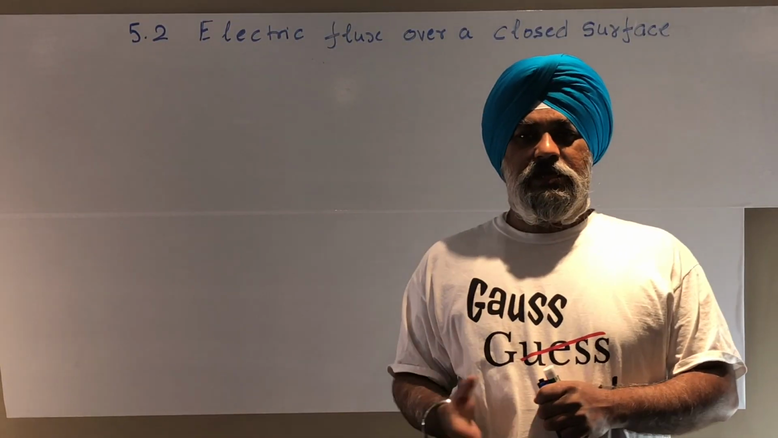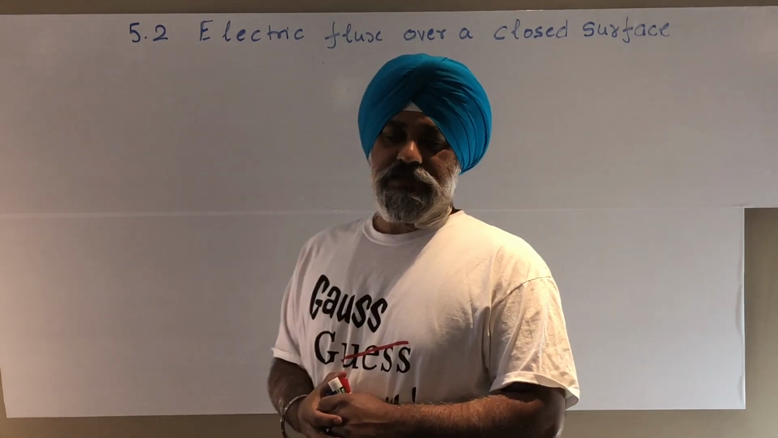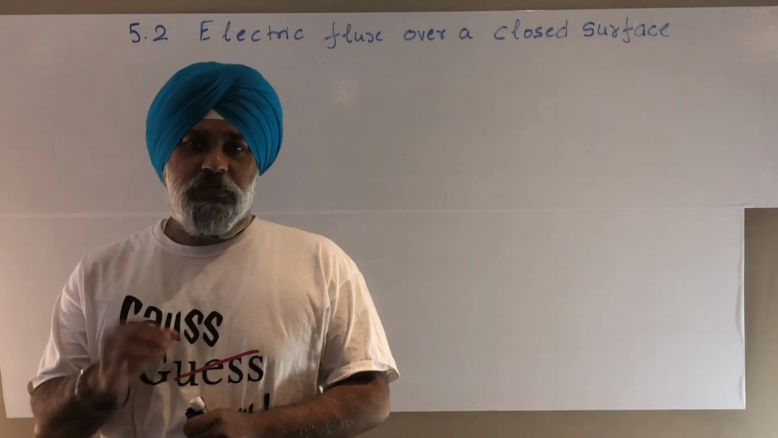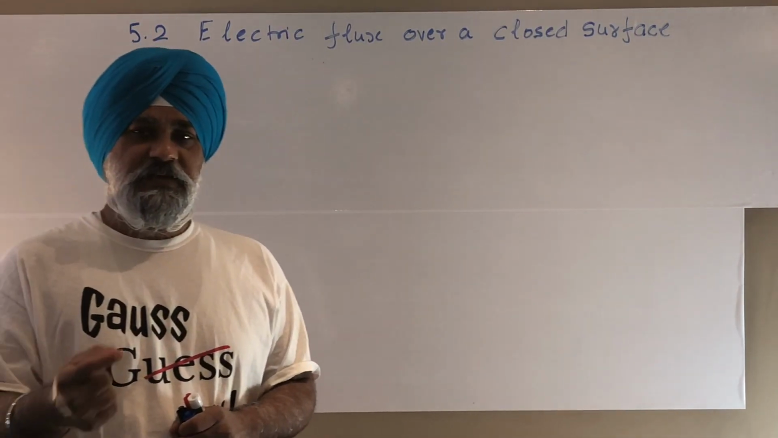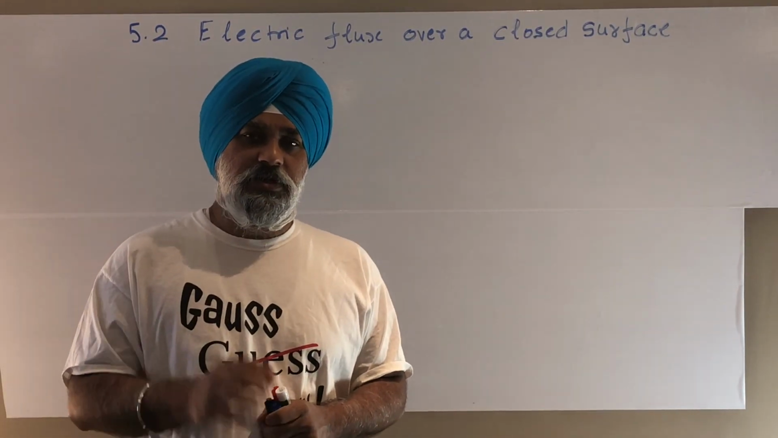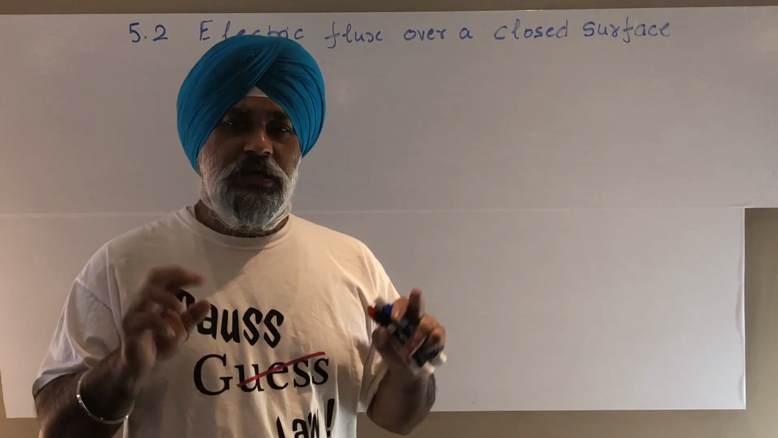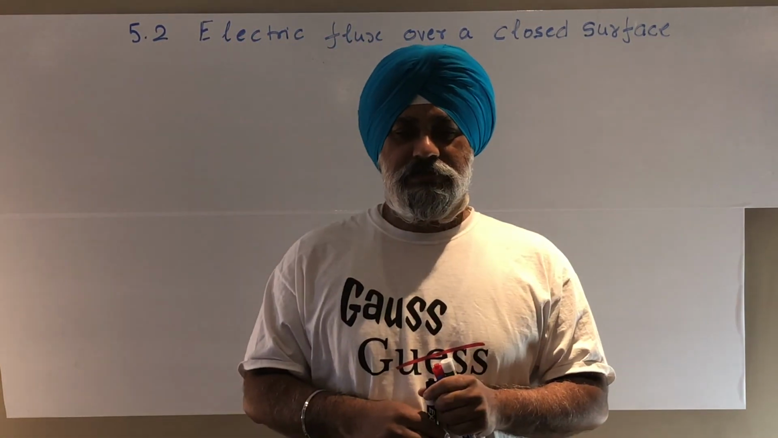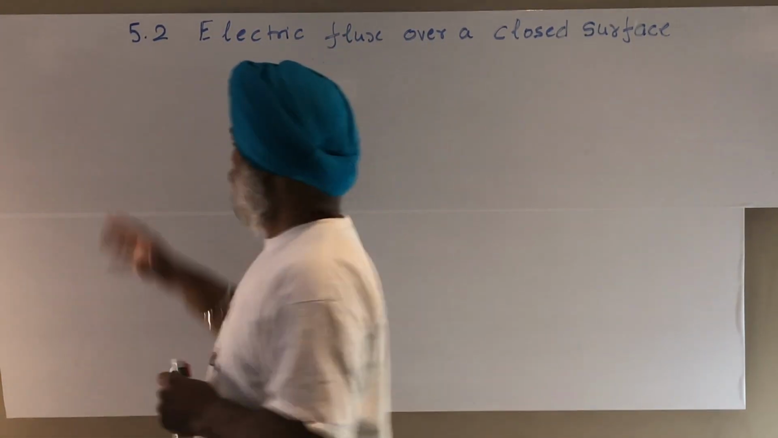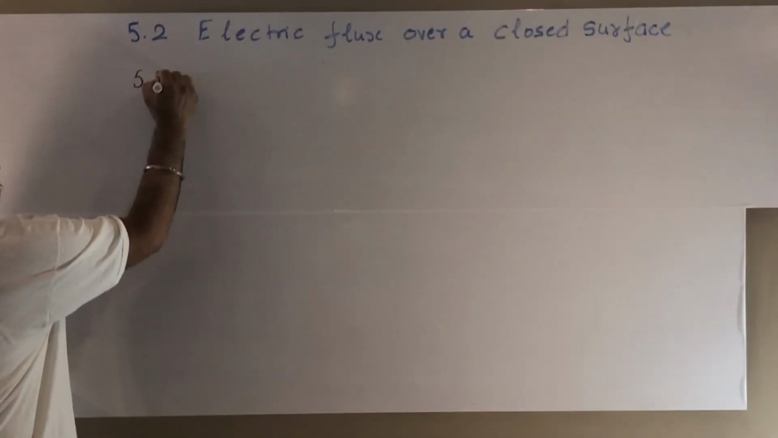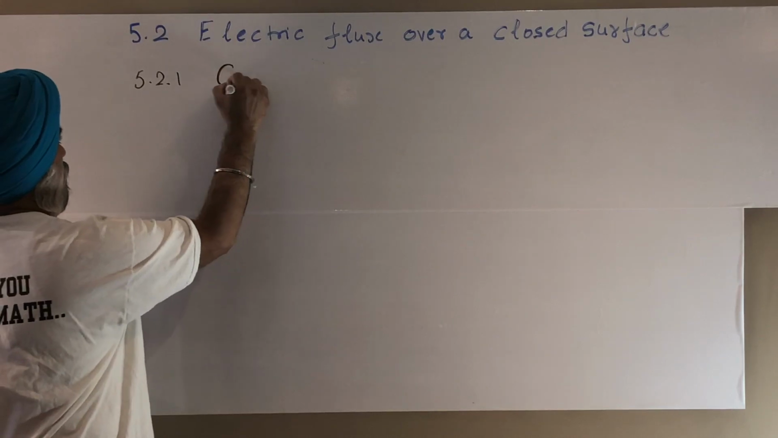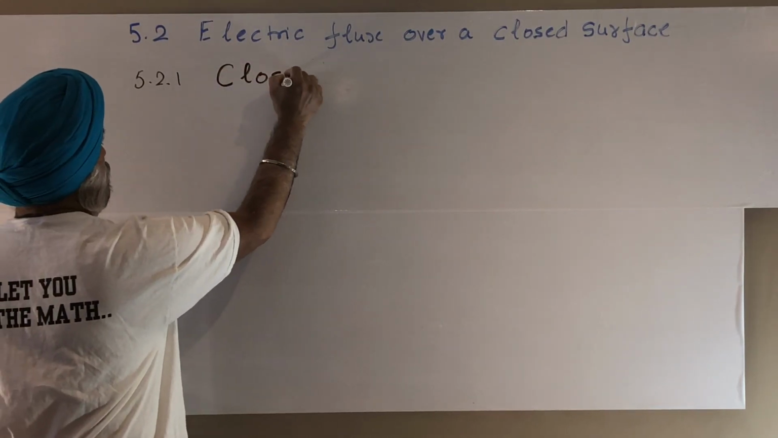So we have seen what electric flux is. Now what I want to do is calculate what would happen to electric flux if I did that calculation over a technical word, closed surface. Before we can go ahead and try to find that, we definitely need to understand what a closed surface is.